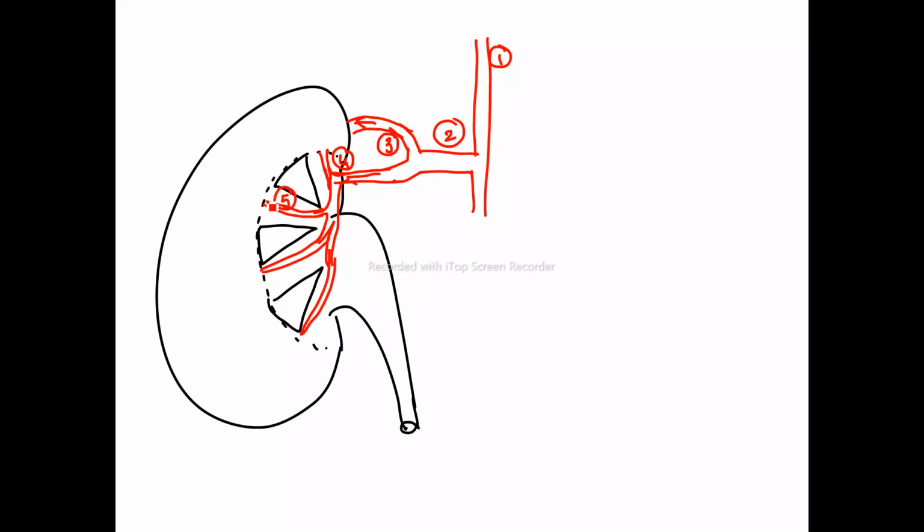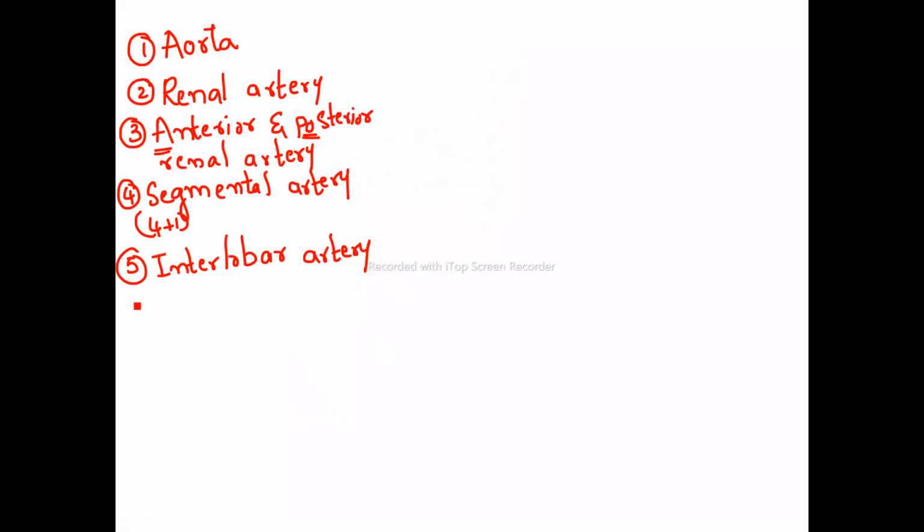Next, this interlobar artery, when it reaches the margin or the boundary of the medulla and cortex, splits into another arterial blood vessel, and the name is arcuate artery. Okay, this is blood vessel number 6. The name is arcuate artery. Where do we find the arcuate artery? It arcs at the boundary of the renal medulla and renal cortex.